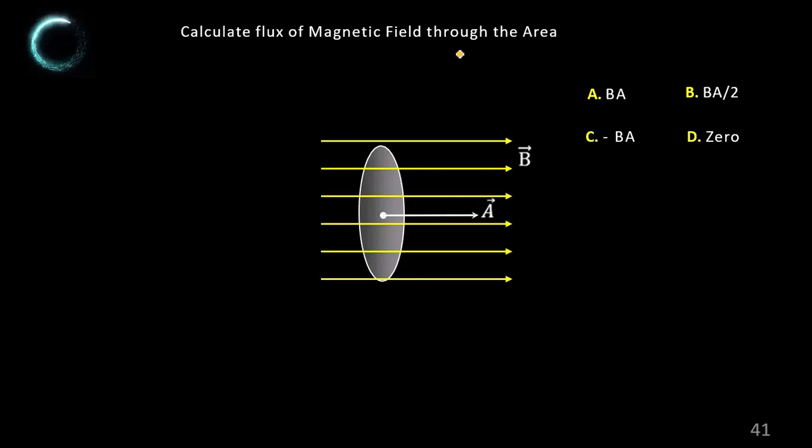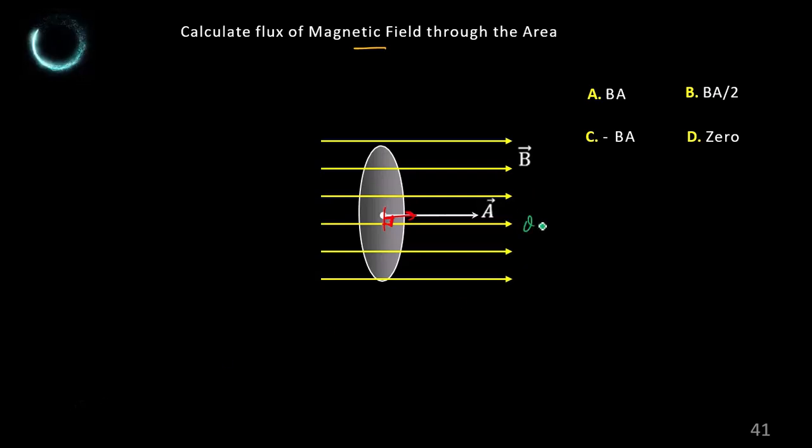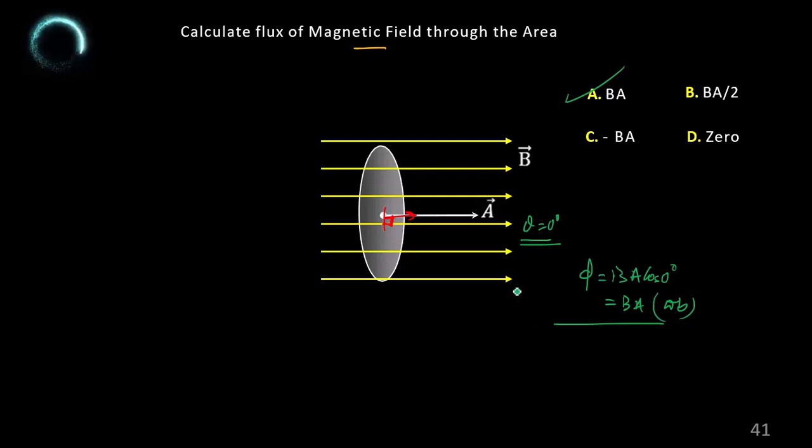Now calculate the flux of the magnetic field through this area. Let us say this is the B and this is the area vector. The area you have to draw always perpendicular to the surface. So this is the area direction, 90 degrees. For this situation, the angle theta is 0 degrees because both are parallel to each other. So cos 0 is 1, and phi equals BA cos 0, so ultimately the answer is BA Weber in SI unit.